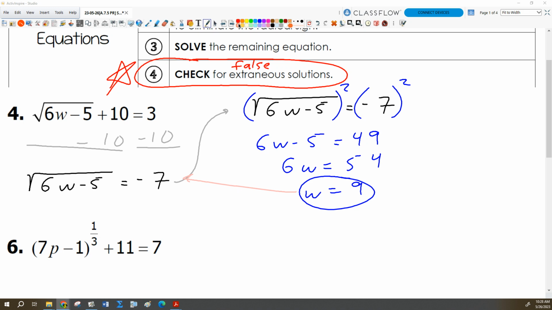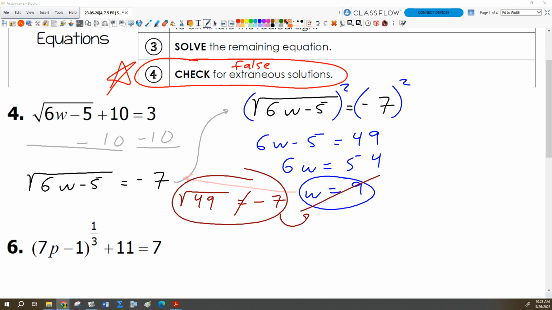Okay, so if I plug the stuff in there, what am I going to get? Well, it looks like I'm going to get the square root of 6 times 9 minus 5. That's 49, right? I'm going to get the square root of 49 equals negative 7. Is that true? No, that is not true. What's the square root of 49? 7. That's not true, so that means I have to cancel that solution. And what's the answer? No solution.